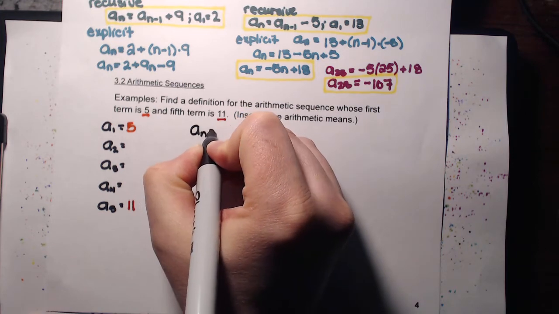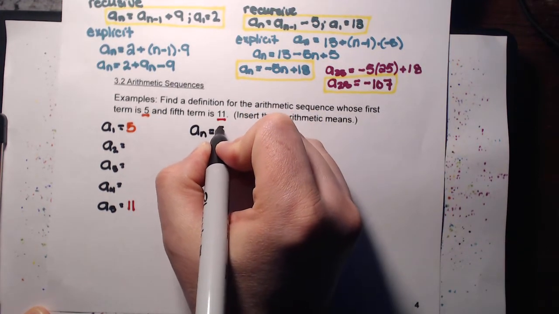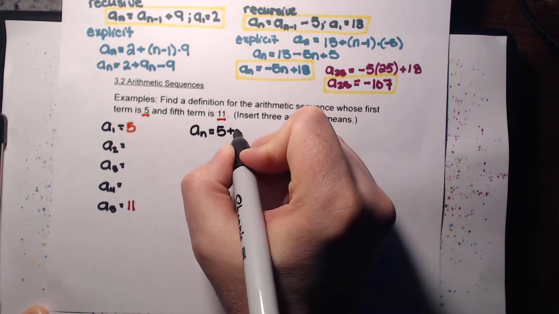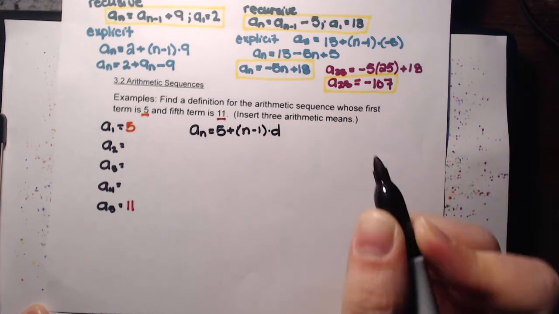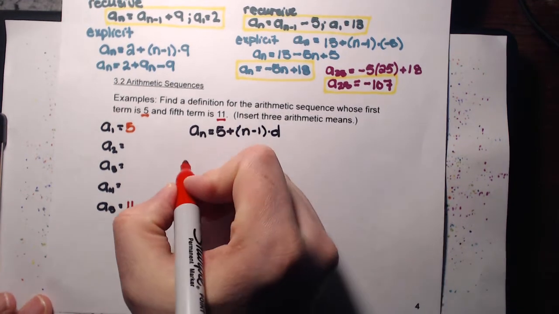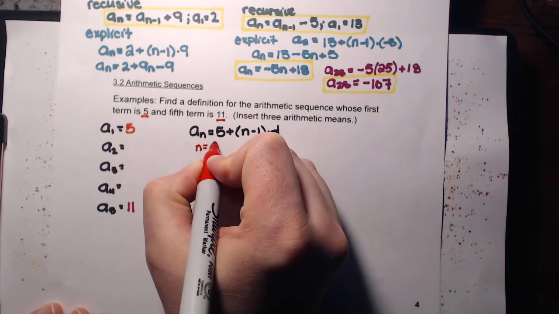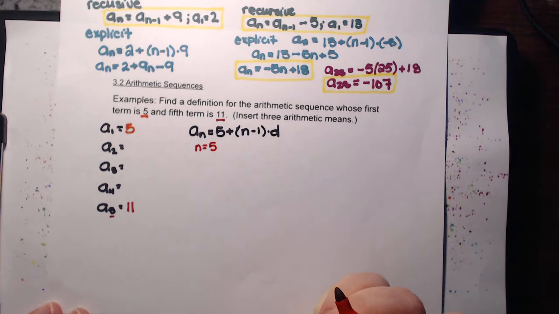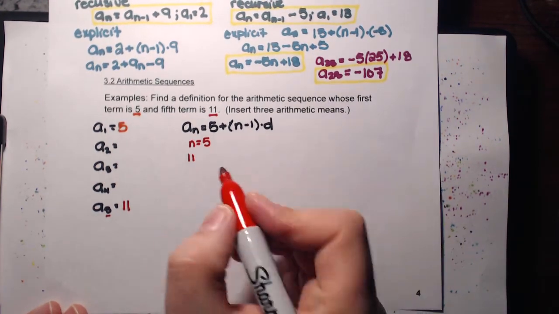Now I'm not going to have all the pieces of information. I have that my first term is that 5, and then n minus 1 times the difference. And I'm actually going to just leave the difference off to the side. Well, I know what the fifth one should be. So when n is 5, I should get that it is 11.